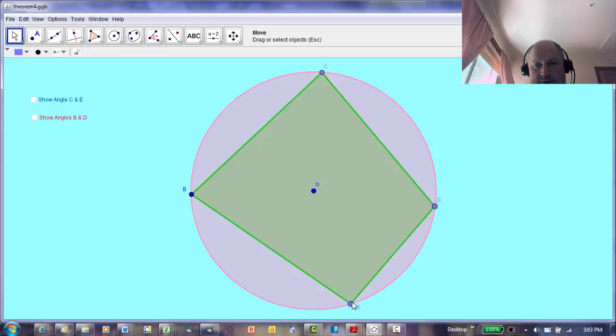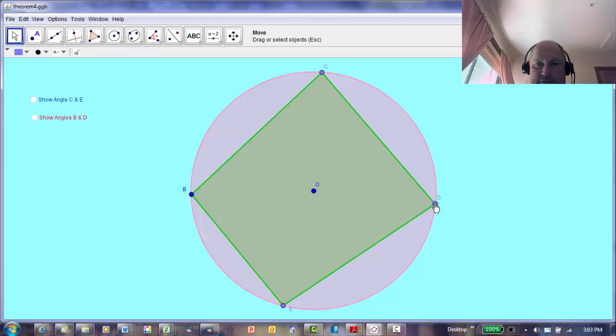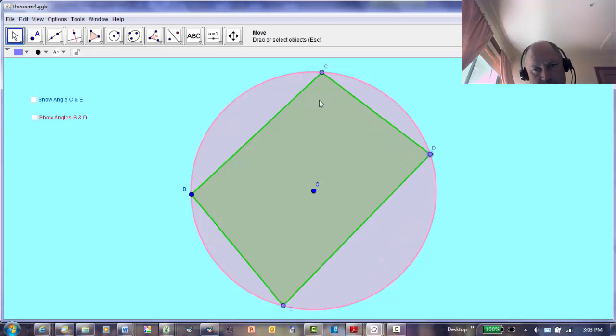So, the definition of a cyclic quadrilateral is a four-sided figure where all four vertices are on the circumference of the circle. Now, it could be a rectangle or a trapezium, square, kite, rhombus, etc.